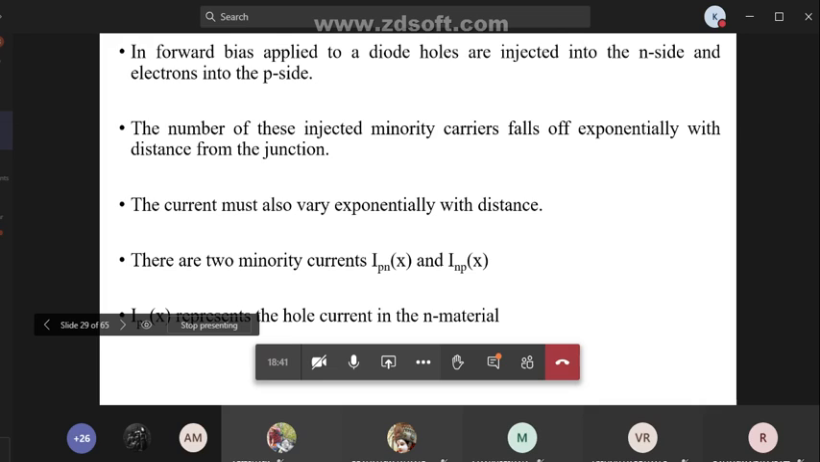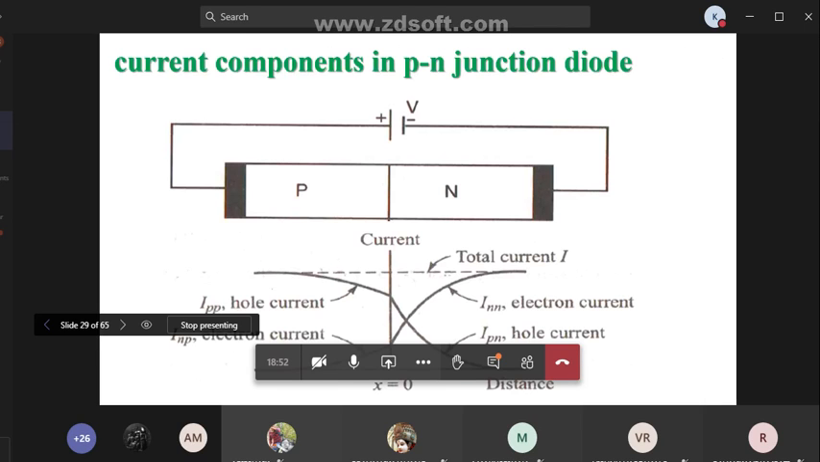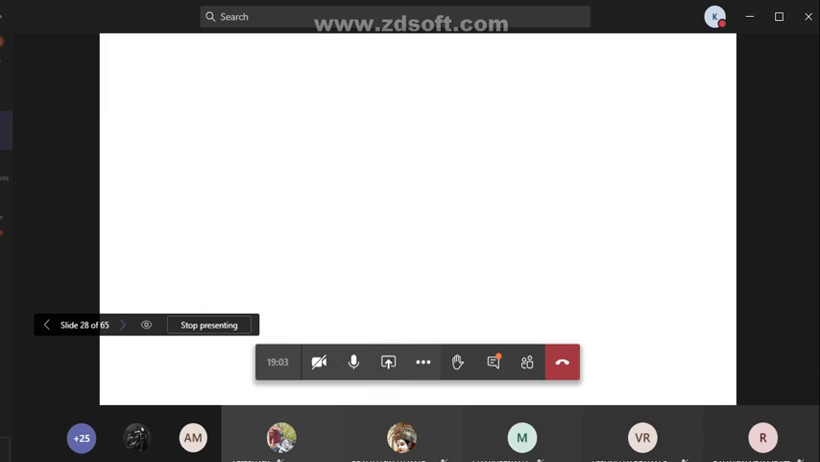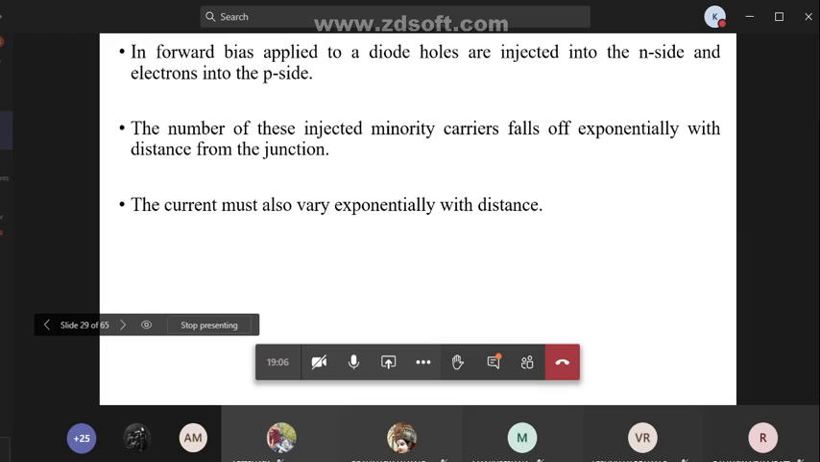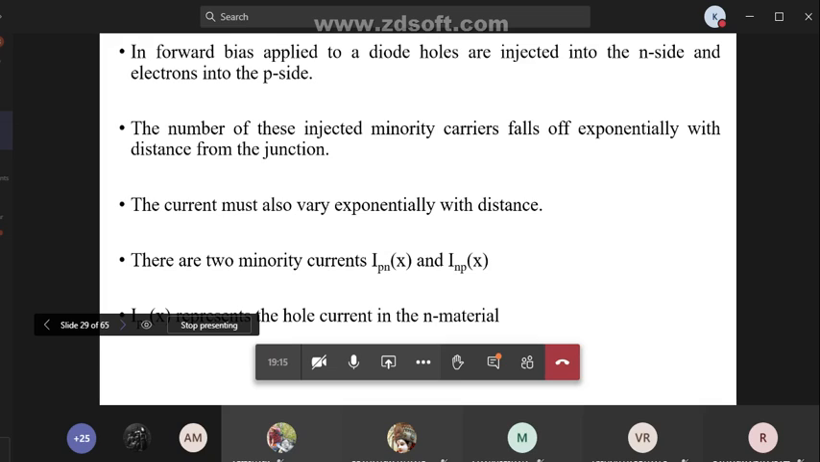Here, these injected minority carriers fall off exponentially with the distance from the junction. So the minority carrier current falls exponentially with the distance from the junction. See here, there are two minority carrier currents, IPN of x and INP of x.